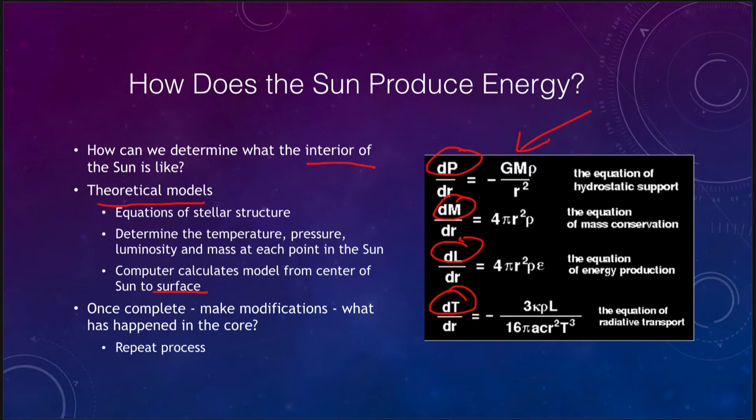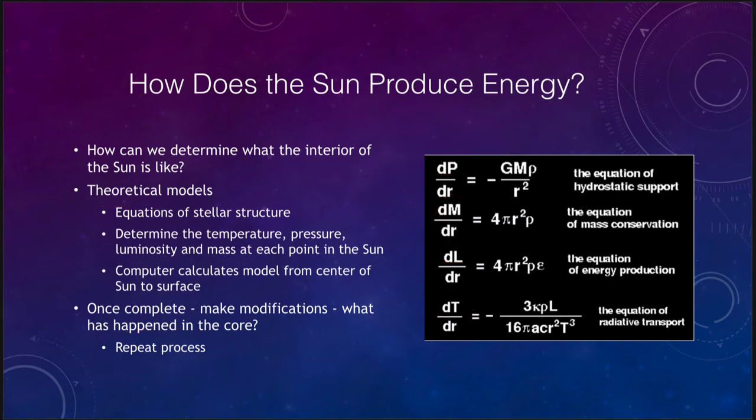Once you do this, of course, you can make modifications. This is the whole idea of the scientific method. You can model, modify your parameters, and then say perhaps that you need to adjust the temperature or the pressure to adjust your model to fix what you might see on the surface of the sun. And then, of course, you repeat the process. So it's a continual process to explain what is going on here. Now, this is far more than we go into in this class, but it is important to see that there are ways to calculate these parameters at every position within the star.